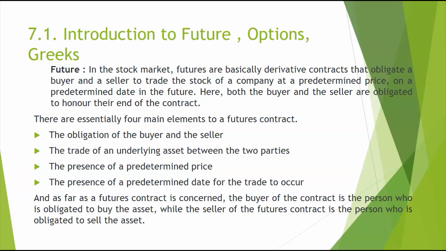There are essentially 4 main elements to a future contract. The first, the obligation of the buyer and seller. The second, the trade of an underlying asset between the two parties. Third, the presence of a predetermined price. And fourth, the presence of a predetermined date for the trade to occur. As far as a futures contract is concerned, the buyer of the contract is the person who is obligated to buy the asset, while the seller of the futures contract is the person who is obligated to sell the asset.